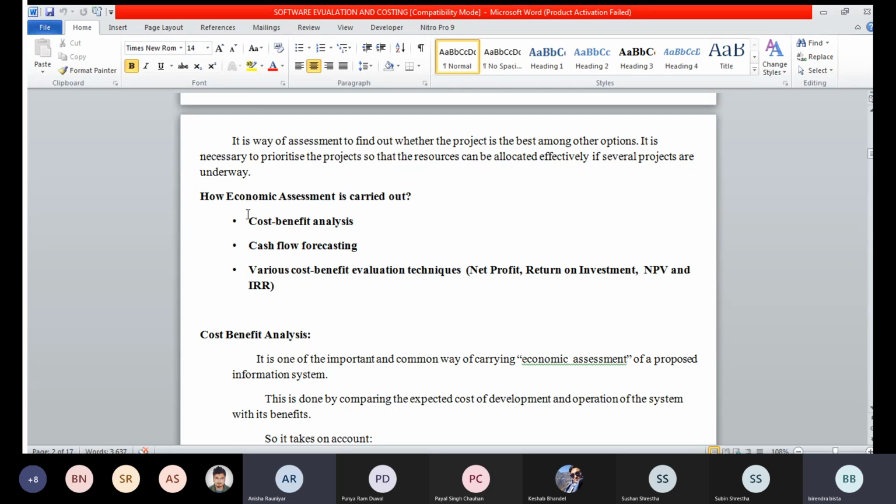Yeah, so there are three things that we can perform. First one is cost benefit analysis. Second one is cash flow forecasting. The third one is various tools that can be used like net profit, return on investment, net present value, and IRR. Right? This IRR is not MRR. Right? It's an internal rate of return. This is a tool that can be used to perform economic assessment.